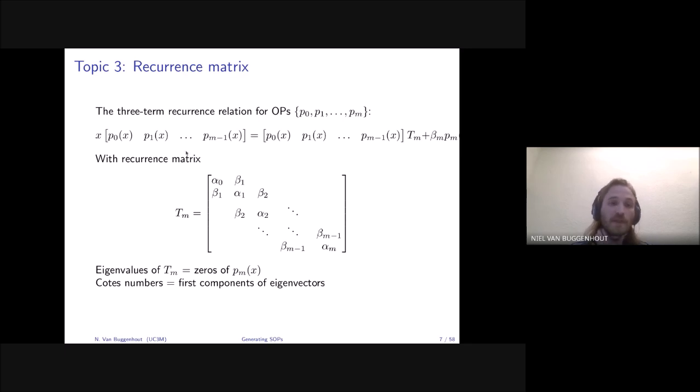And here, we can verify that the eigenvalues of this matrix Tm are the zeros of Pm(x). And the Christoffel numbers can actually be found as the first components of the eigenvectors.